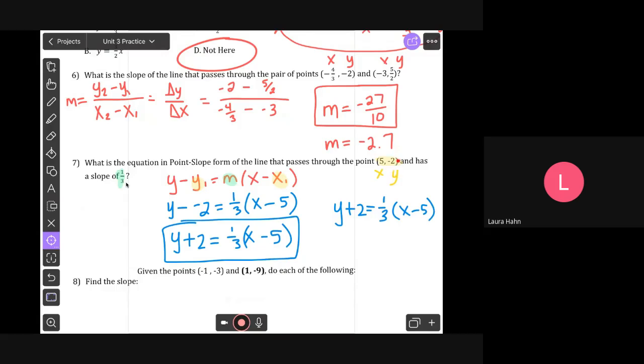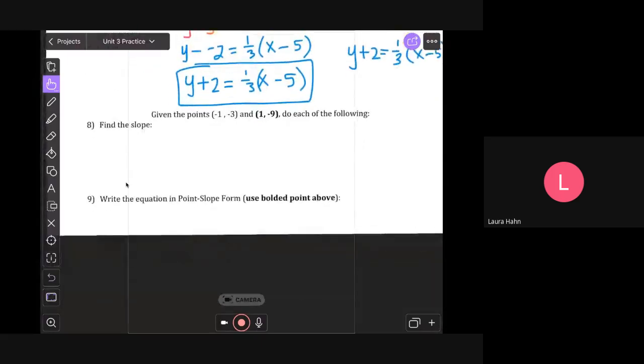So I know this number has to go beside my y, and it will be opposite of a -2. It's a +2. I know this number has to go by my x, and it's going to be opposite. It's a +5, so I know it has to be a -5. Okay, it's just how I do it in my head.